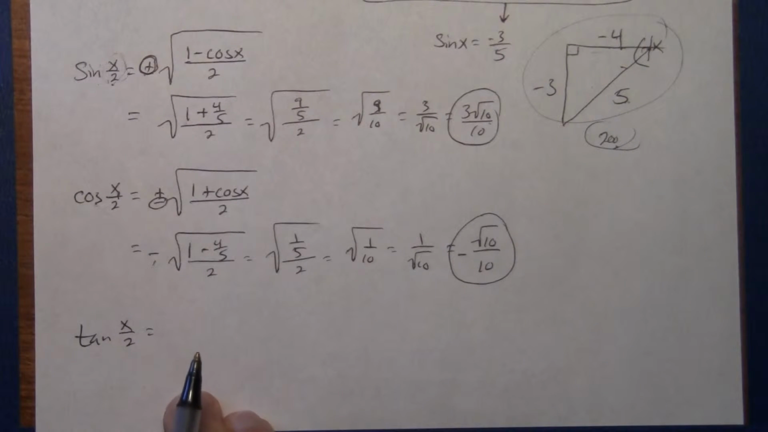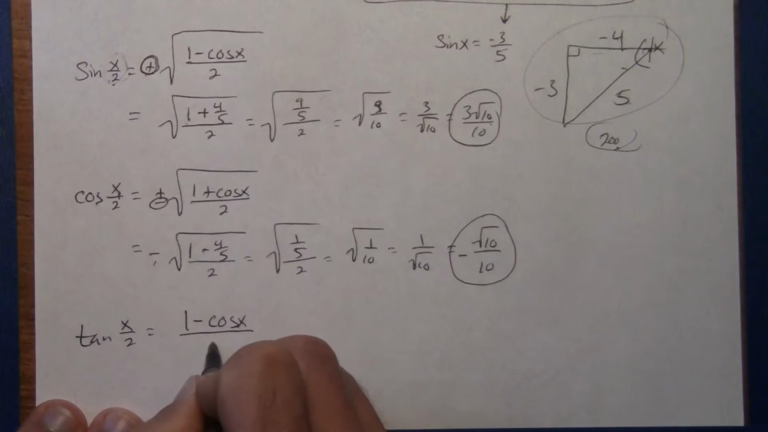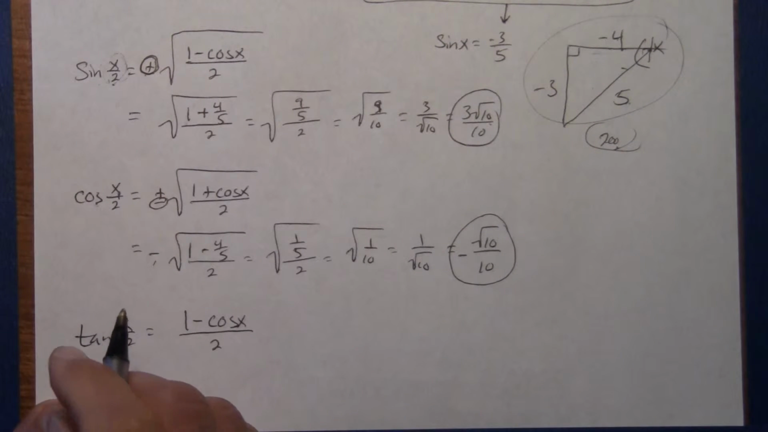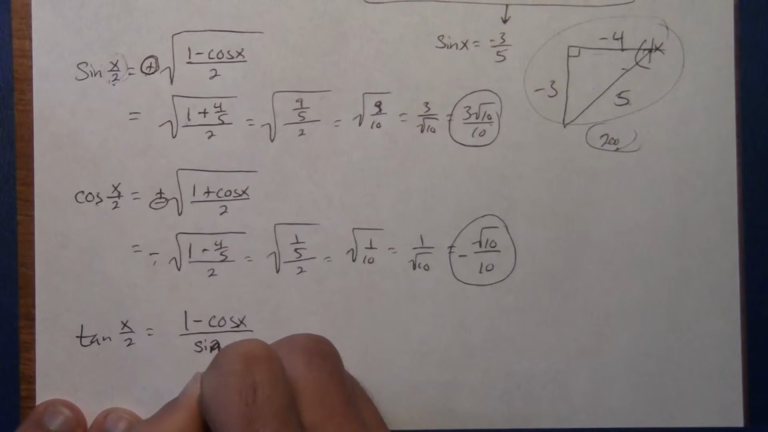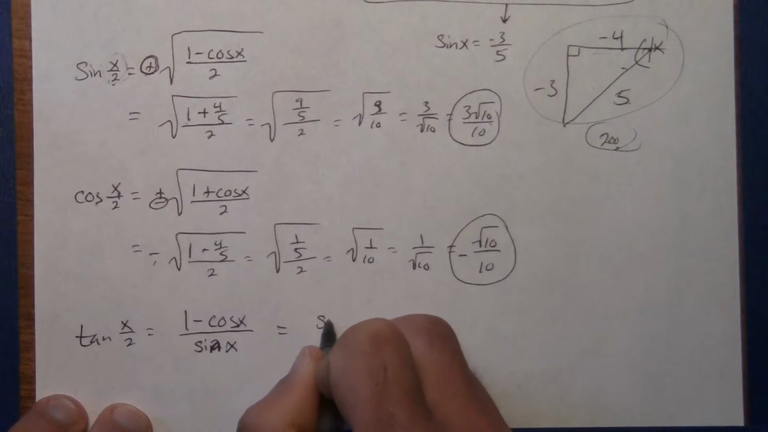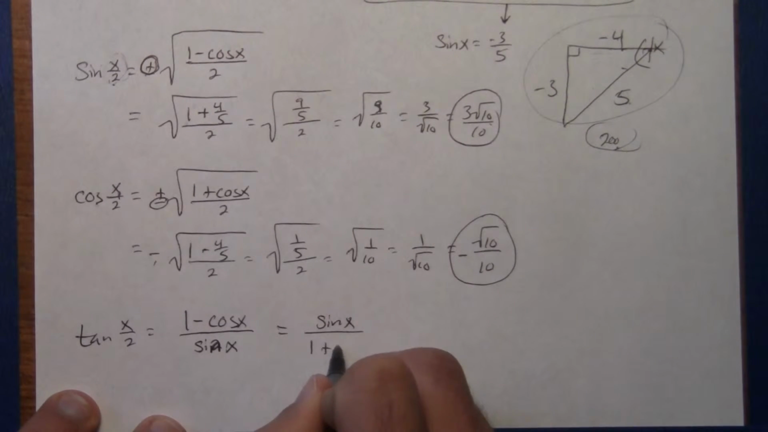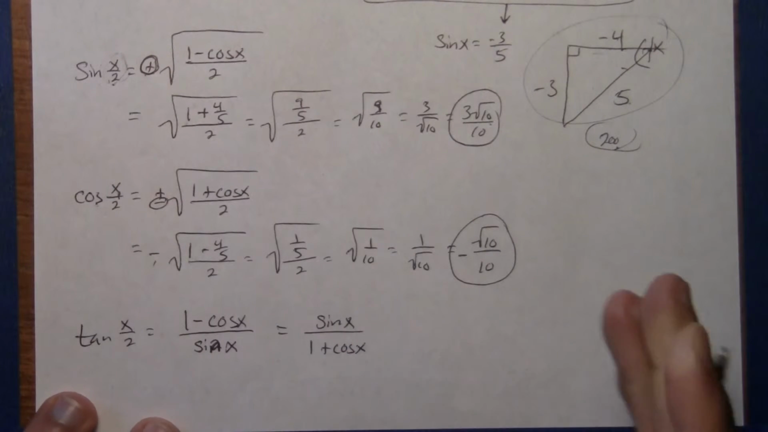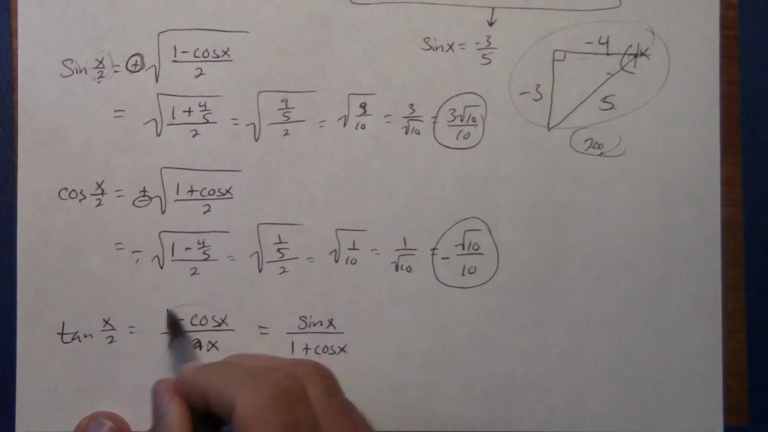So for tangent, you have two formulas. You can either use 1 minus the cosine of x over the sine of x. Whoops, I don't know why I wrote 2. So it's 1 minus the cosine of x over the sine of x. Or if you don't like that one or don't want to use that one, you can use the sine of x over 1 plus the cosine of x. Either one, it gives you the same answer regardless. So it's not going to make a difference. I'm just going to pick this one.